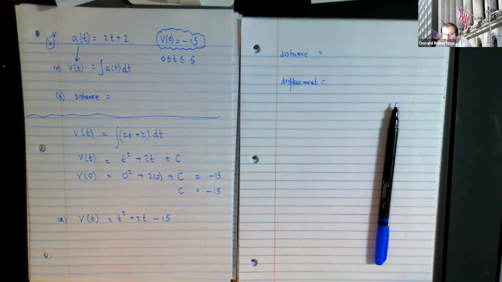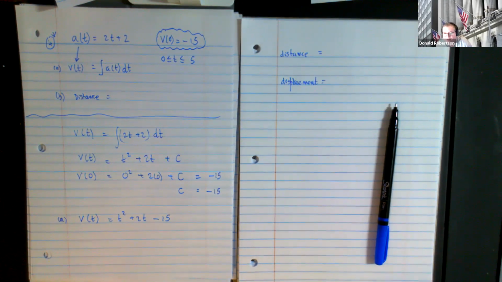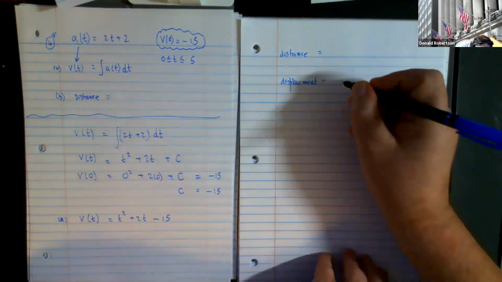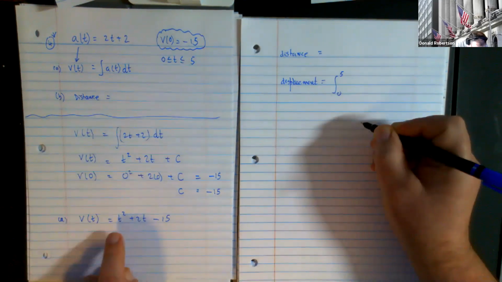I'll give you an example. If I was in my house and I traveled 5 miles north and then I traveled 4 miles south, my displacement would be 1 mile, because that means I'm 1 mile away from where I started. So displacement is the distance away from your starting point, and it can be a plus or a minus number. That's displacement. If you were being asked to find the displacement, the answer would be the integral from 0 to 5 of the velocity function.